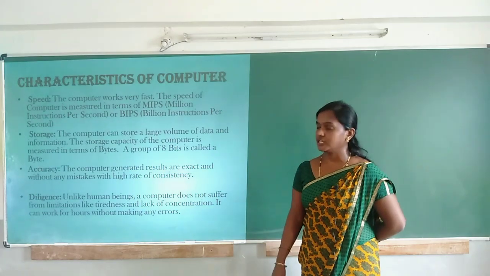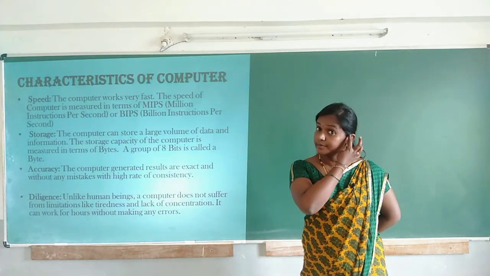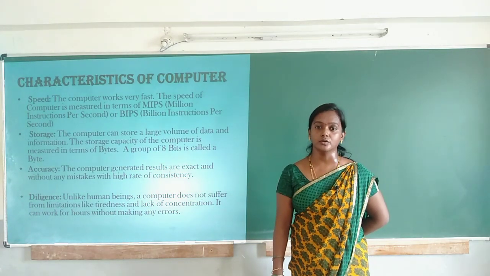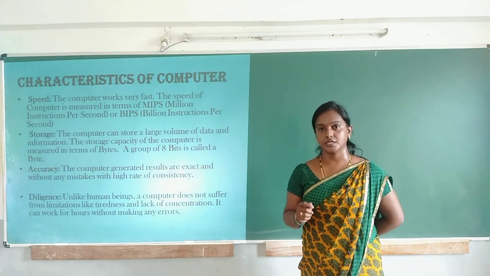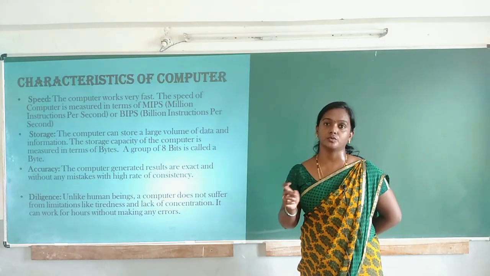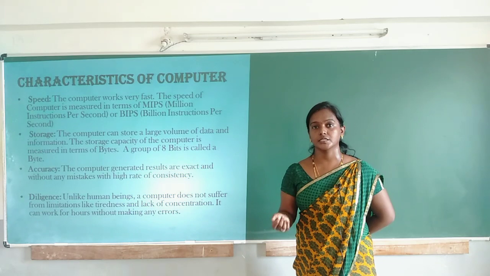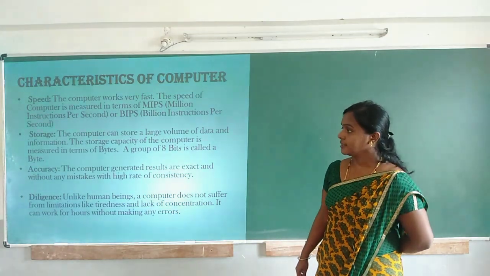Next, GB. 1000 KB is equal to 1 GB. That means 1024 KB is equal to 1 MB, and 1024 MB is equal to 1 GB.